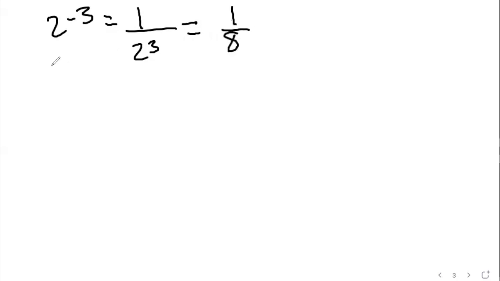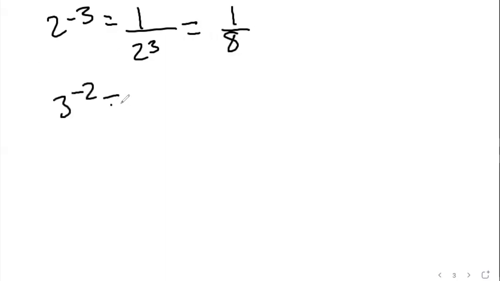Negative exponents mean you have to do 1 over your answer. So 2 to the negative third power, that's 1 over 2 to the third power. That negative in the exponent means you have to do 1 over your answer. So 2 to the third power is 8, right? So your answer is 1 over 8.